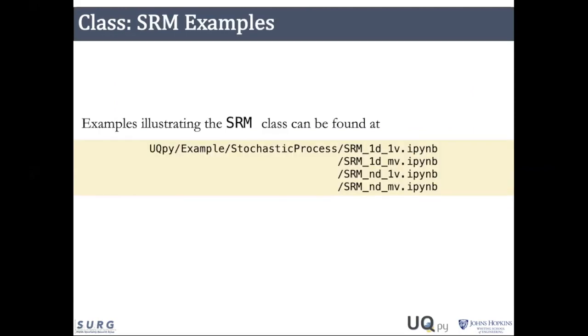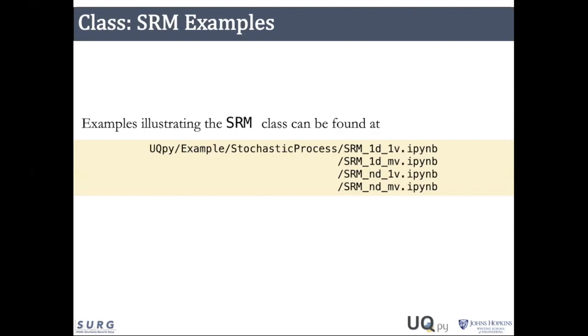There are 4 examples which can be found in the UQpy examples, stochastic process. These 4 cases denote 4 different permutations of SRM. The first case is one-dimensional univariate stochastic processes. The second one is one-dimensional multivariate stochastic processes. The third one is n-dimensional univariate stochastic processes. And the last one, the most general, is n-dimensional multivariate stochastic processes.